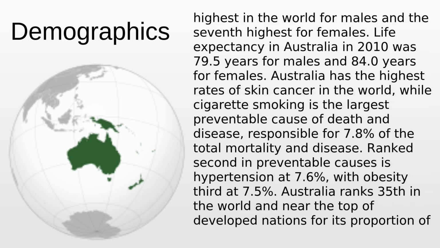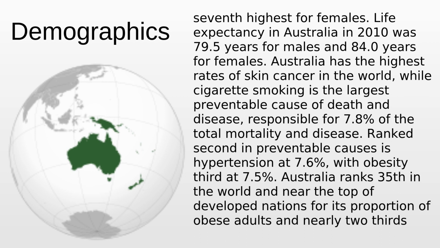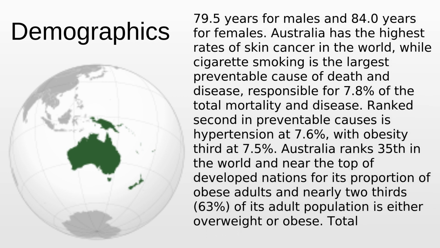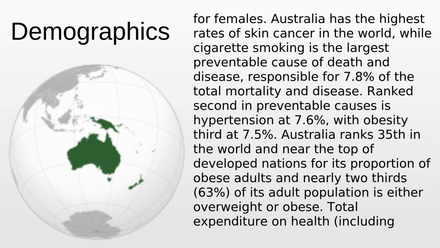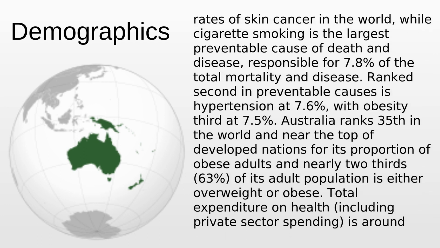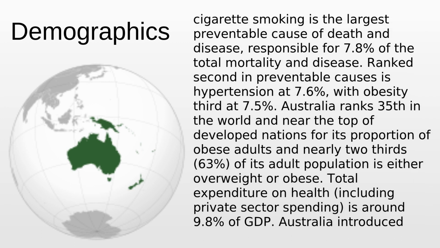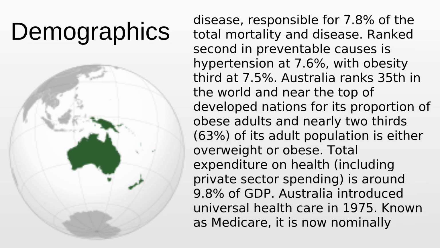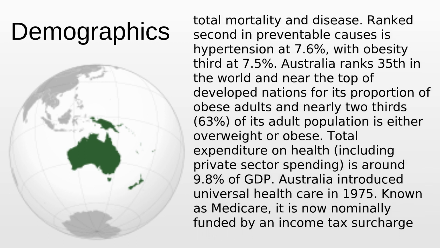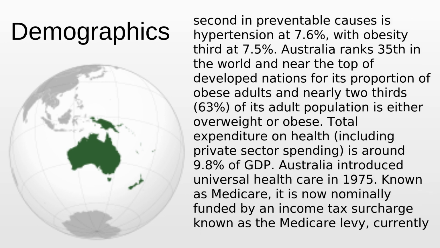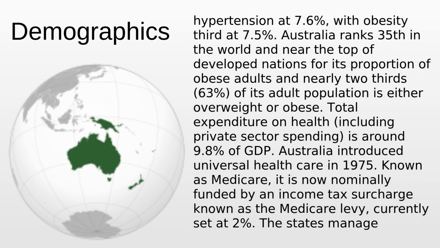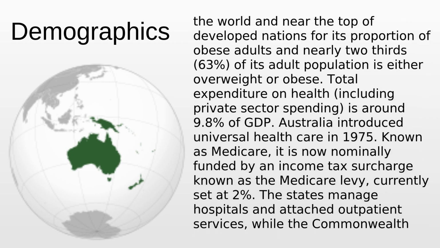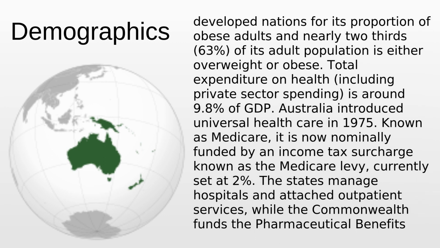Australia's life expectancy is the third highest in the world for males and the seventh highest for females. Life expectancy in Australia in 2010 was 79.5 years for males and 84.0 years for females. Australia has the highest rates of skin cancer in the world, while cigarette smoking is the largest preventable cause of death and disease, responsible for 7.8% of the total mortality and disease. Ranked second in preventable causes is hypertension at 7.6%, with obesity third at 7.5%.